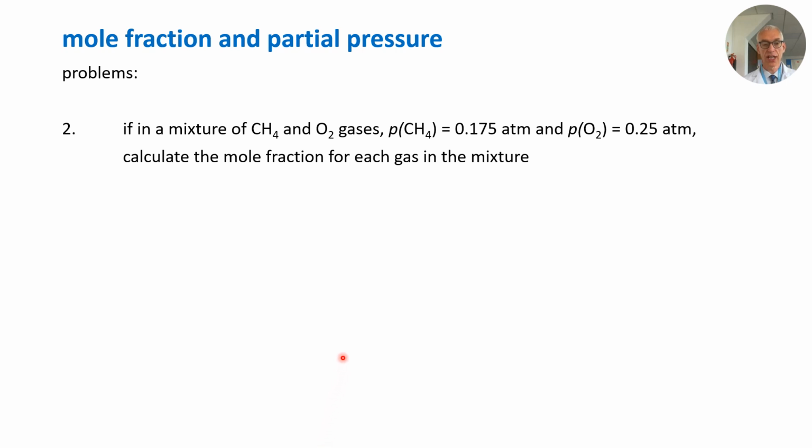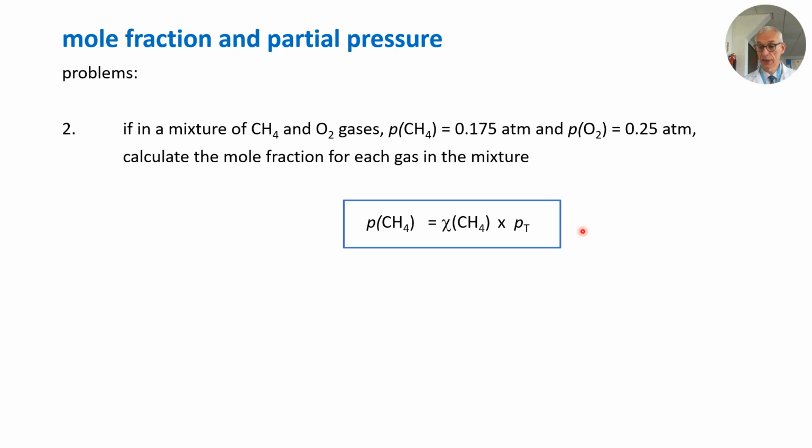So let's look at a second problem. We've got a mixture of methane and oxygen. This time we know the partial pressure of methane at 0.175 atmospheres and the partial pressure for oxygen, 0.25 atmospheres. Calculate the mole fraction for each gas in the mixture. Crucial to that is the use of the expression: the partial pressure of methane, or of any gas, is the mole fraction for that gas times the total pressure. Pause, calculate the mole fraction for each gas, come back to check against my working.